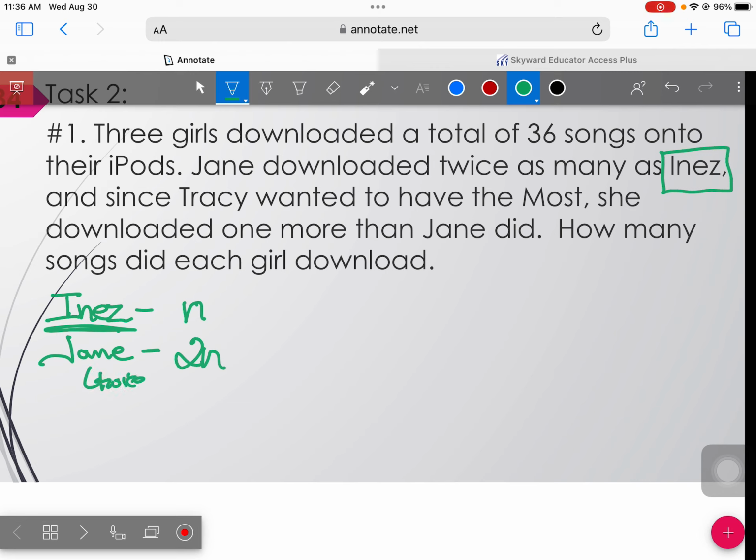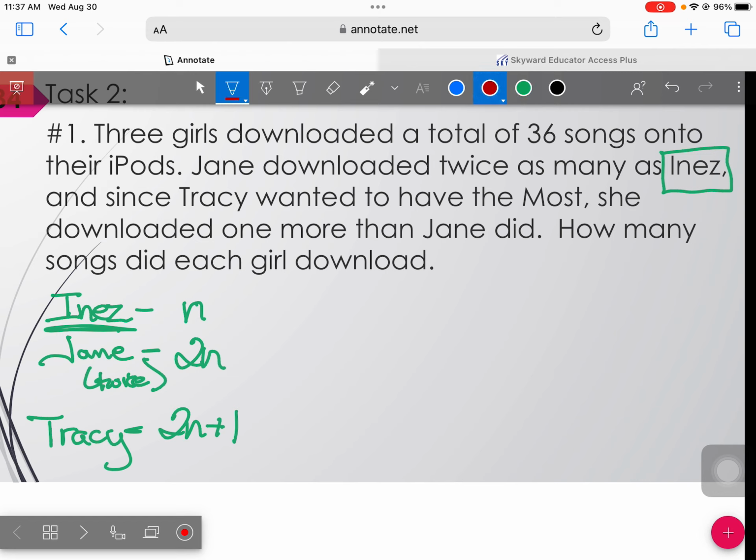Okay. And then finally, we have Tracy, who's over the top. She has to have the most. She downloads one more than Jane did. And so that would be 2N plus 1. All right, so now we have all these amounts. I'm looking for an equation.